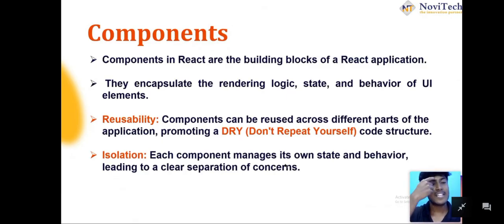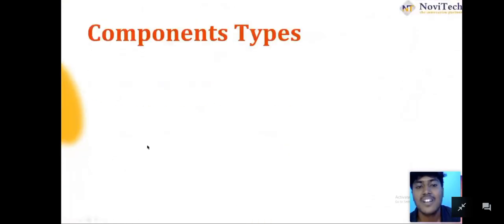But here it is very much simple. Isolation means each component manages its own state and behavior, leading to a clear separation of concerns. We can manage the state inside it and at the same time reuse it without complication. So kindly note down these 2 points. We will discuss them while we are developing our React application.